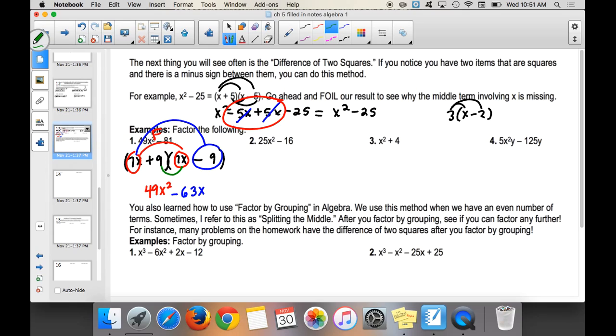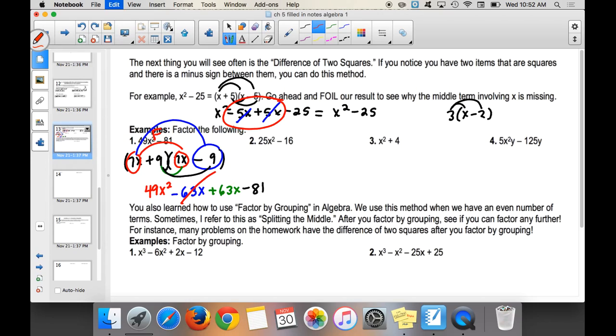I see. So 9 times 7x is plus 63x. And then that was our inner. And then our last terms, 9 times negative 9. So AJ, it was negative 81. Do you see how the negative 63 and the positive 63 cancel out? That's how we're getting 49x squared minus 81. That's what we wanted. Okay, so we're doing the opposite of FOIL. We're breaking it apart into the two sets of parentheses.